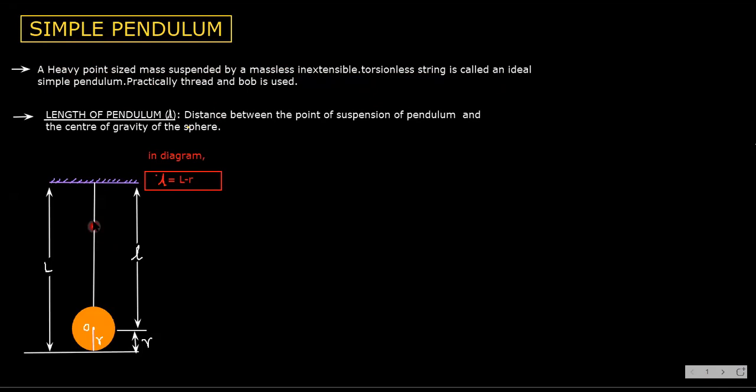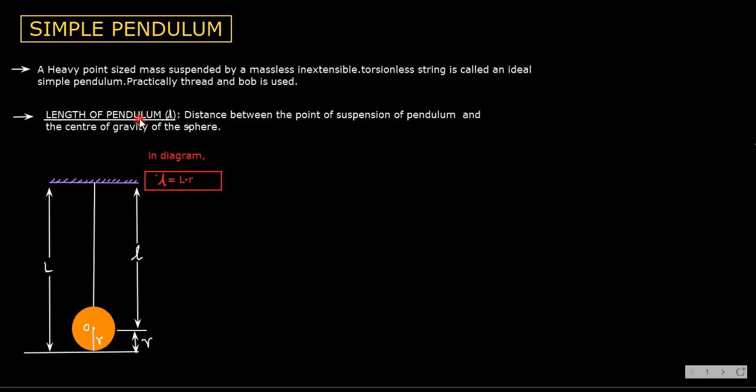Massless means this string should not have any mass. Inextensible means with the load, it should not extend. Torsionless means it should not have any twist stored inside the string, right? And this is called your ideal simple pendulum. Practically, what we are using, thread and spherical bob, we are using as a simple pendulum.